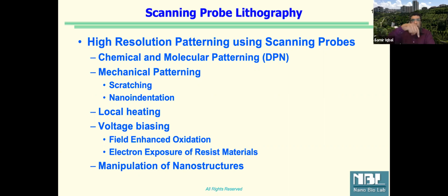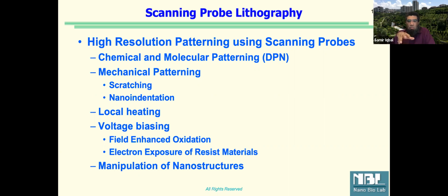We can mechanically scratch the surface. We can use that tip to heat a surface at a very localized point. Or we can apply a voltage from that tip on the surface. Or we can use that to manipulate nanostructures on the surface. There are all different ways how this word scanning probe lithography can be done.